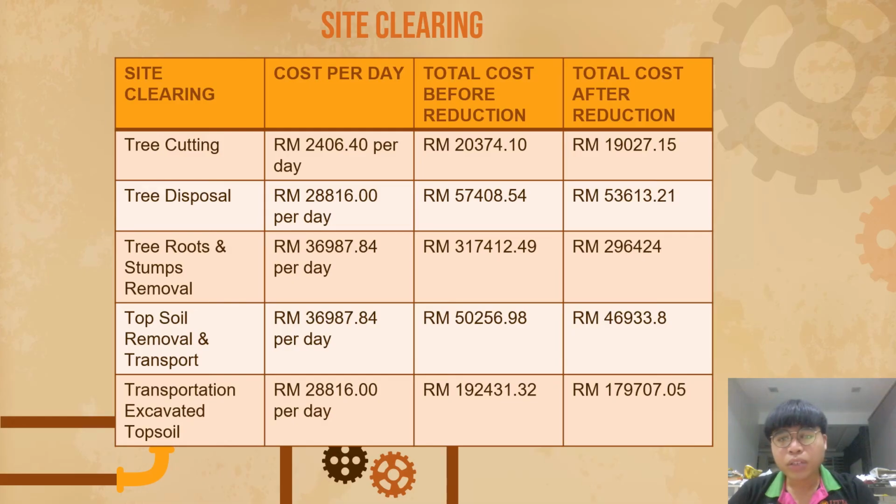Now we go to the cost estimations before reduction and after reduction. I'll talk about the first activity, which is the site clearing. It consists of tree cutting, tree disposal, tree roots and stump removal, topsoil removal and transportation, and excavated topsoil. In this activity, we calculate the cost per day, and then we also calculate the total cost before the reductions and compare it with the total cost after the reductions. This is the tabulation of all the results.